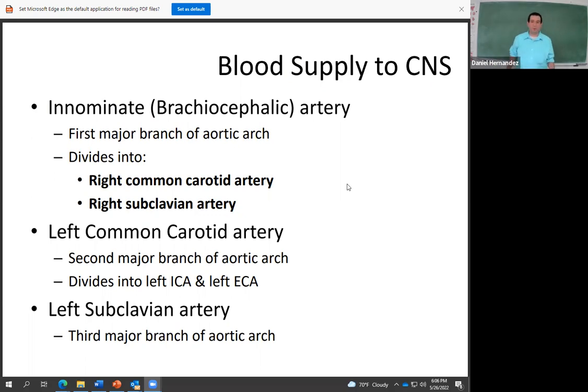The first branch bringing blood flow to our central nervous system coming off the aortic arch is our innominate artery. Just remember your aortic arch: as you're coming around that arch, the first branch is your innominate or brachiocephalic artery. This divides into the right common carotid and right subclavian artery. The right common carotid goes up the cervical neck and eventually brings blood flow to the brain via the internal carotid artery.